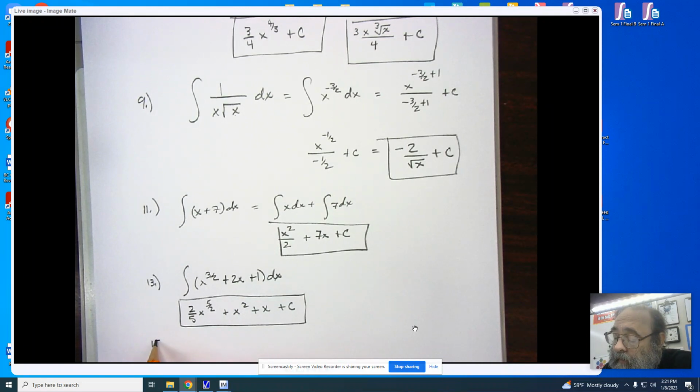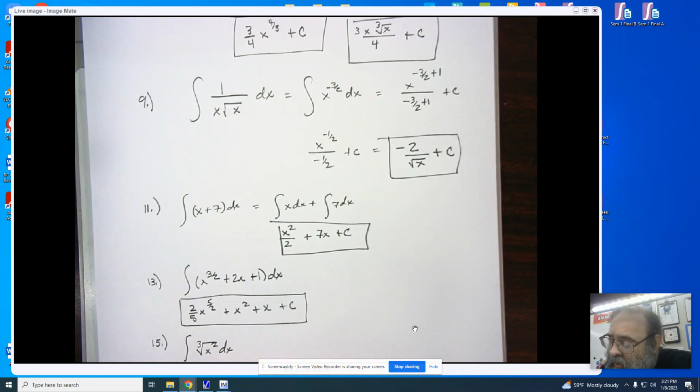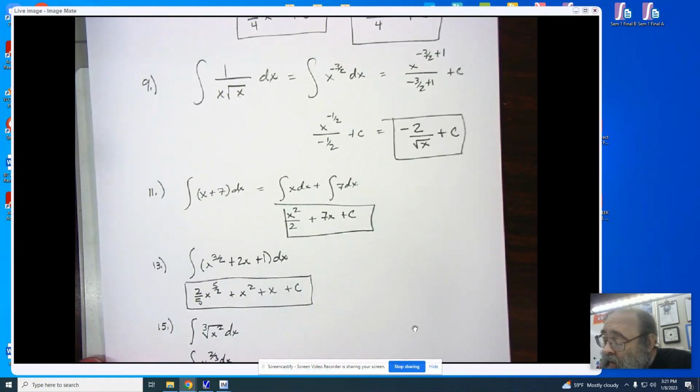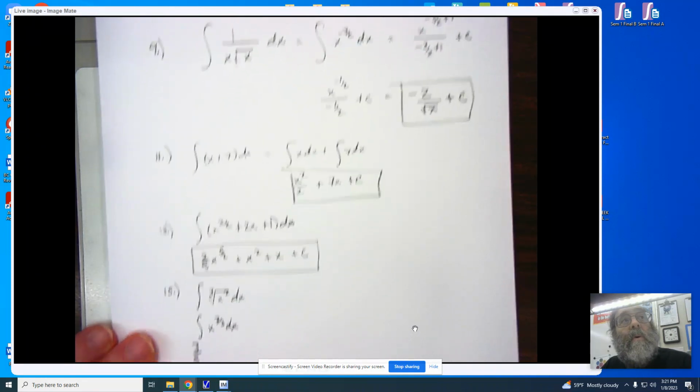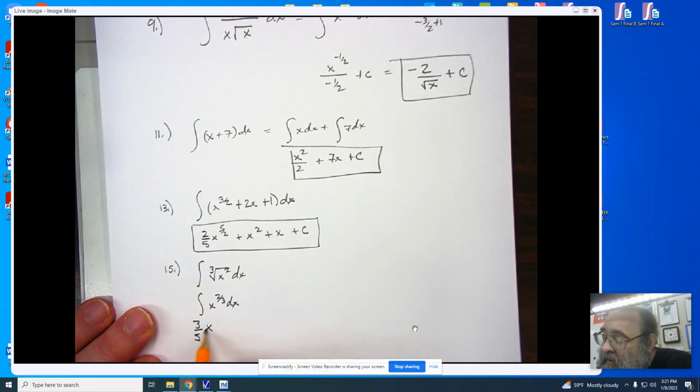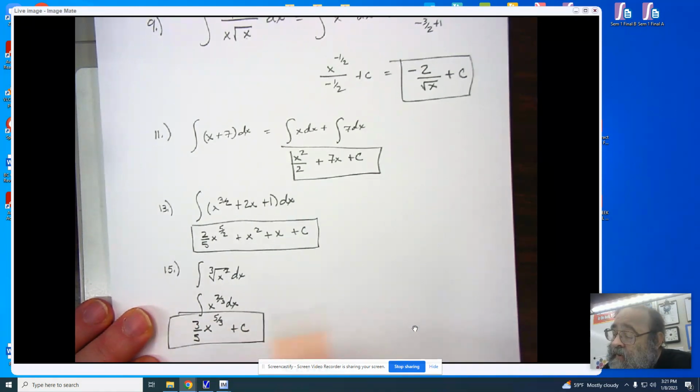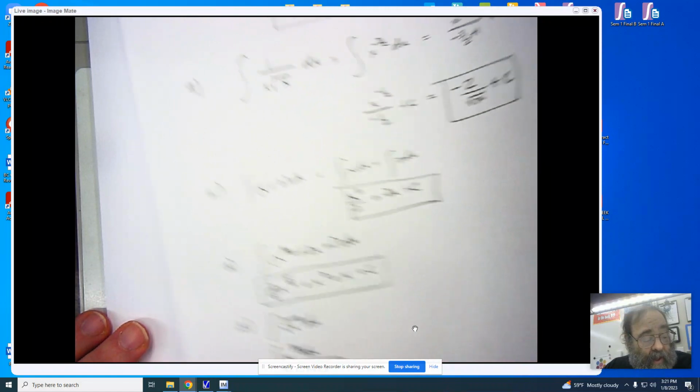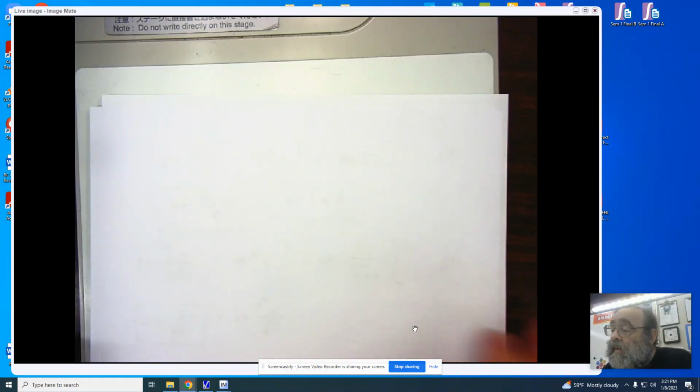Number 15. Now keep in mind at this point, we're just following the same basic process over and over again. And so you have to decide, as I put in my homework assignment notes, to do what you need. Don't do more than you need. If you do more than you need, you're just doing busy work, and that's not what I want. So this is going to go to 3/5 x to the 5/3 power plus c, and there's my answer. So you need to just keep doing these until you feel comfortable working with them.